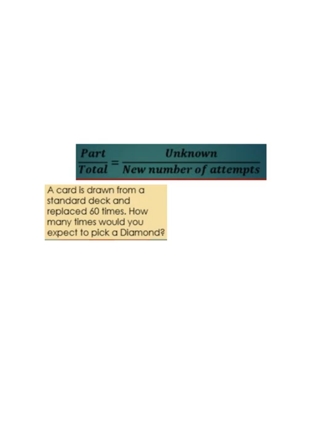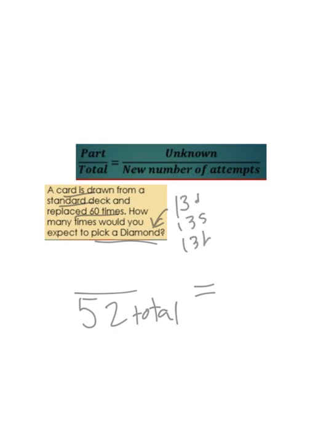Next one, a card is drawn from a standard deck and replaced 60 times. How many times would you expect to pick a diamond? So the first thing that you got to look for is standard deck. So there's 52 total cards in a deck. Now there are 13 of each suit. So there's 13 diamonds, 13 spades, 13 hearts, and 13 clubs. If you add that up, it gives you 52. Another way to look at it is there are 4 suits, and there'll be 13 of each.